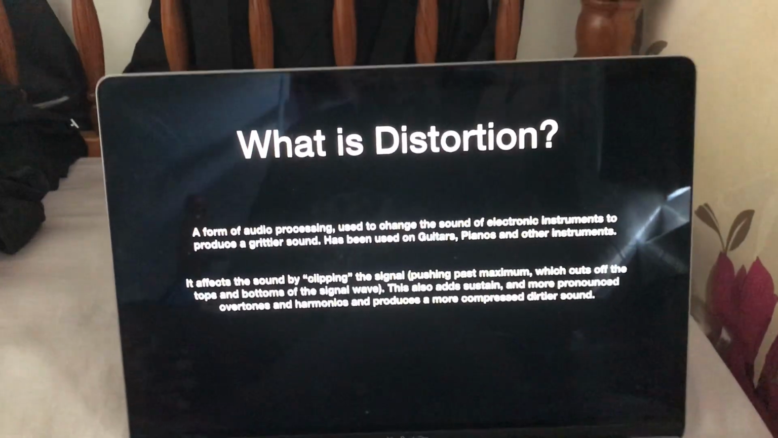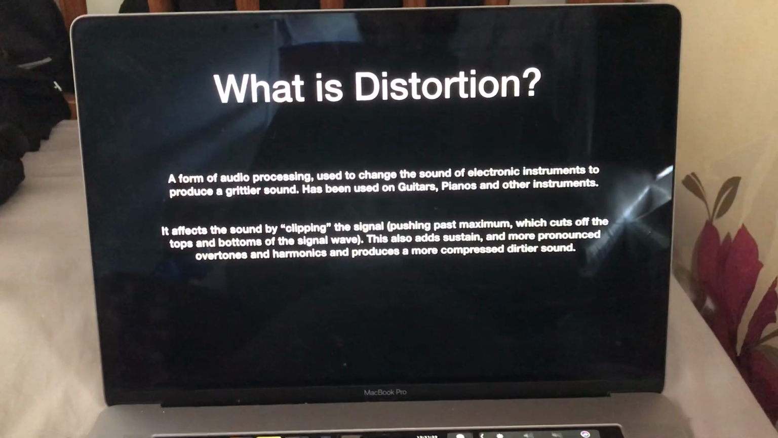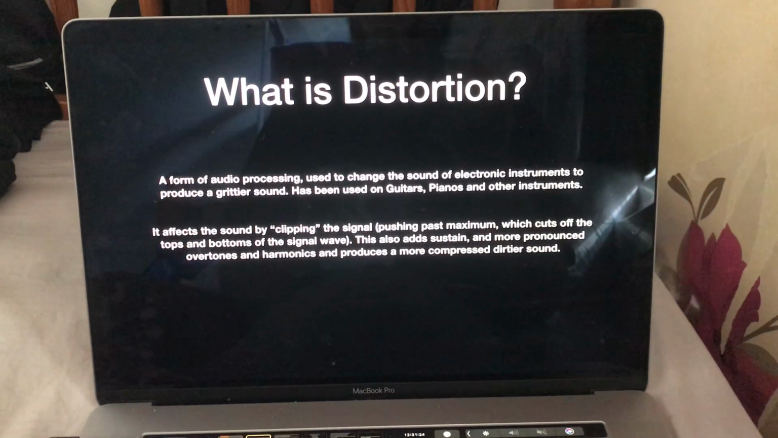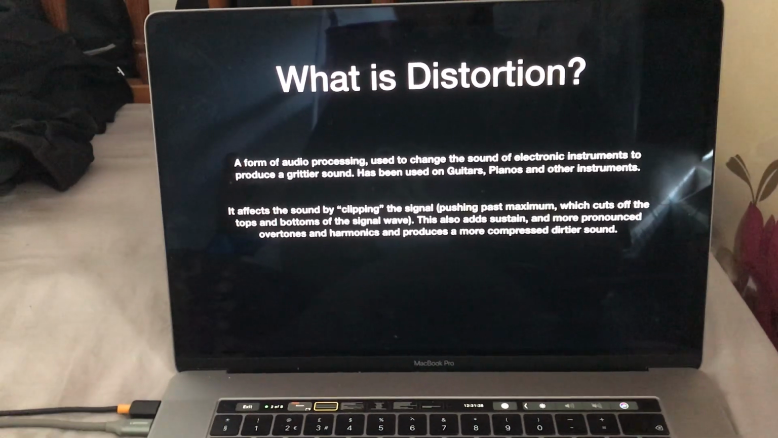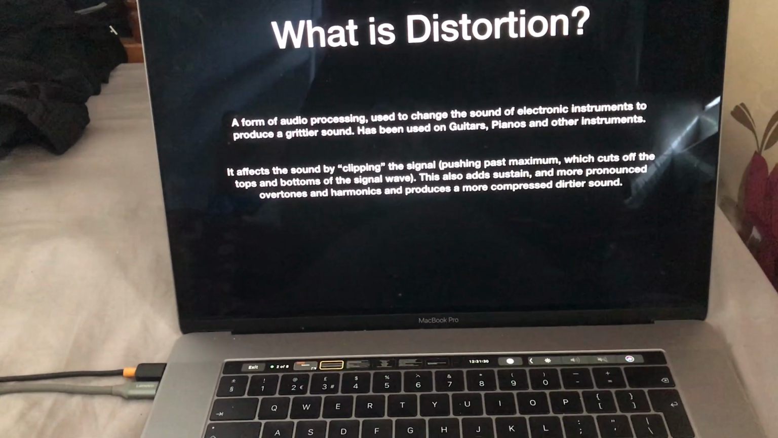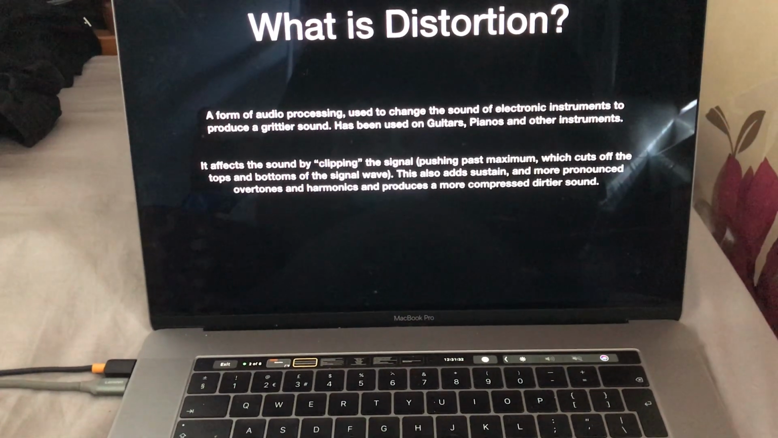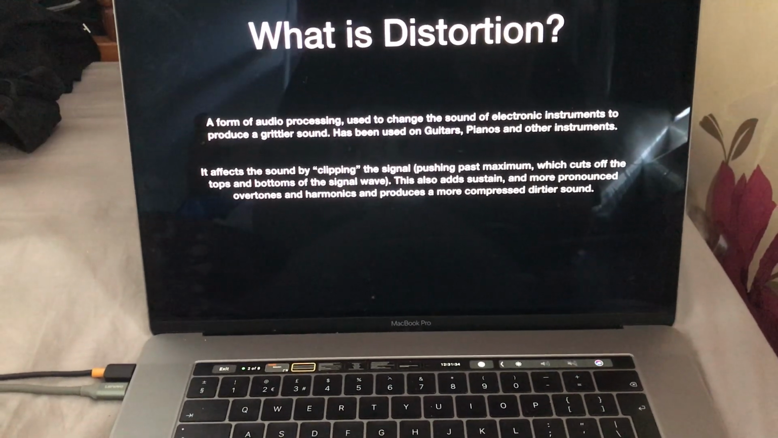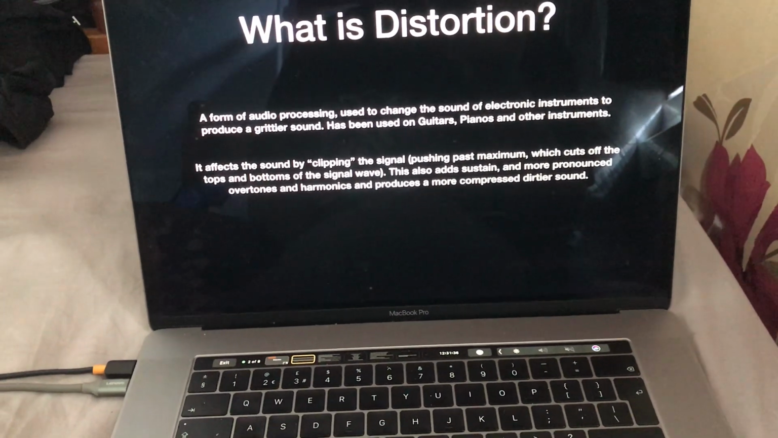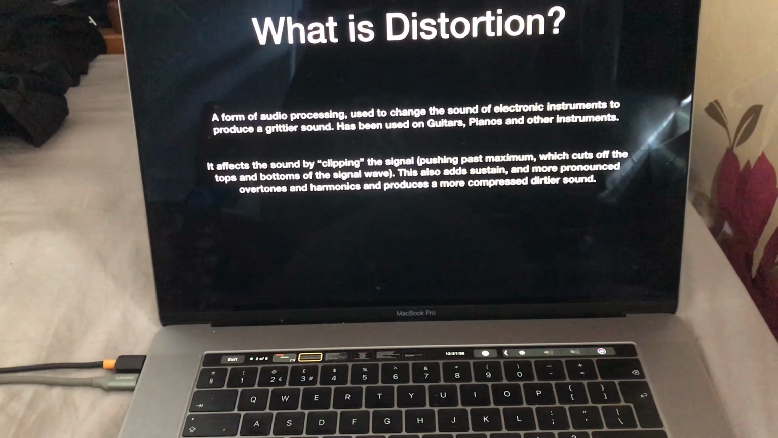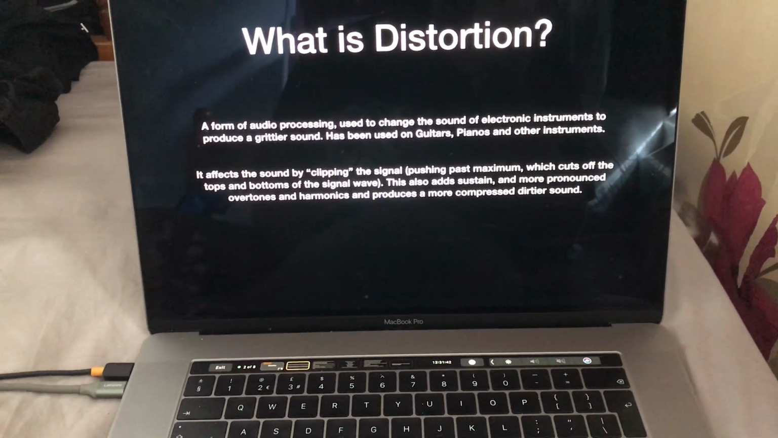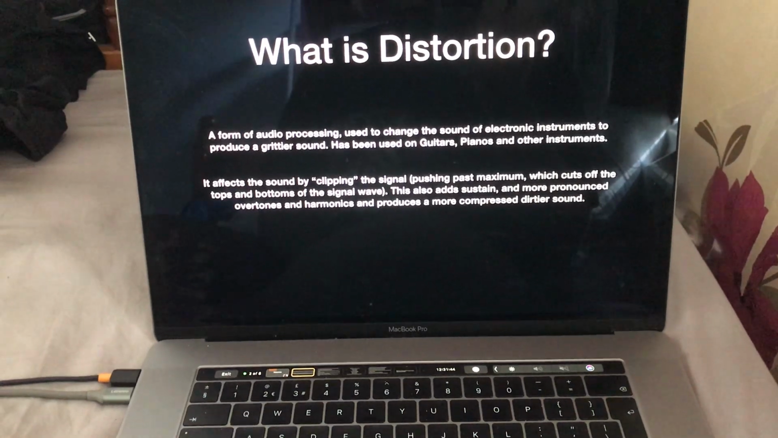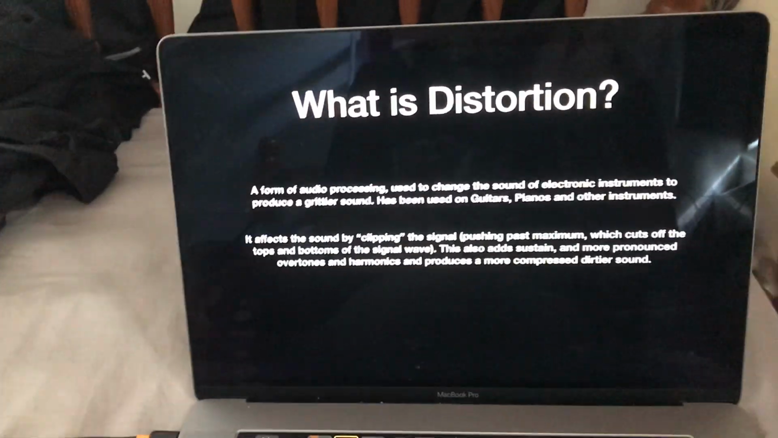What is distortion? Once again, it's a form of audio processing used to change the sound of electronic instruments to produce a grittier sound. It's been used on instruments such as guitars, electric pianos, and others. It affects the sound by clipping the signal, which is to push it past its maximum, which cuts off the tops and bottoms of the signal wave. This adds sustain and more pronounced overtones and harmonics and produces a more compressed, dirtier sound.